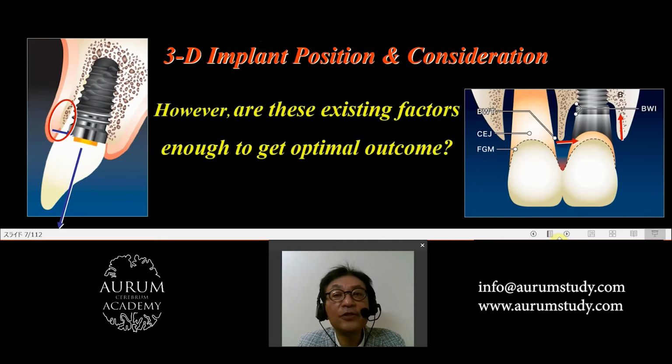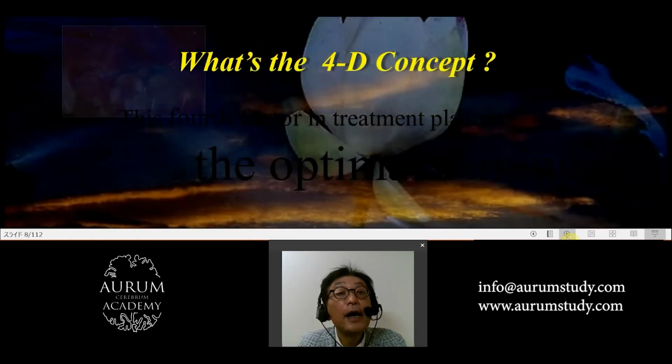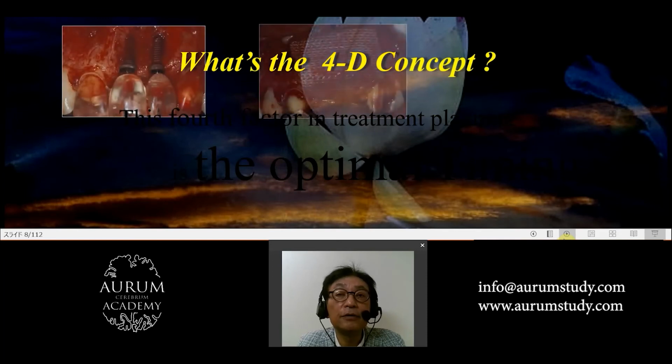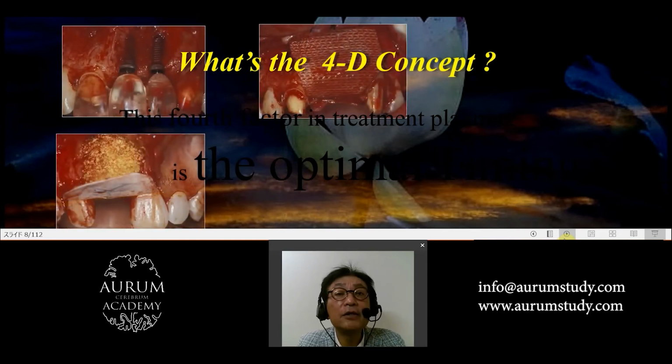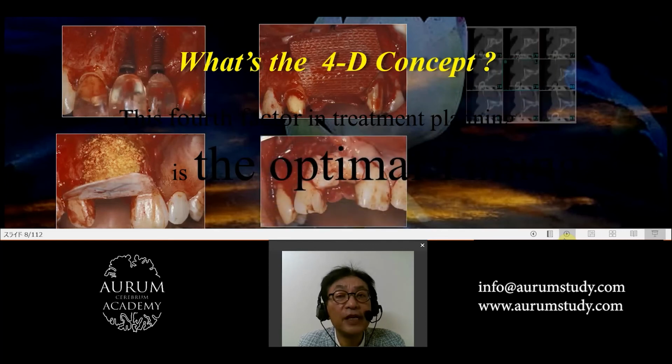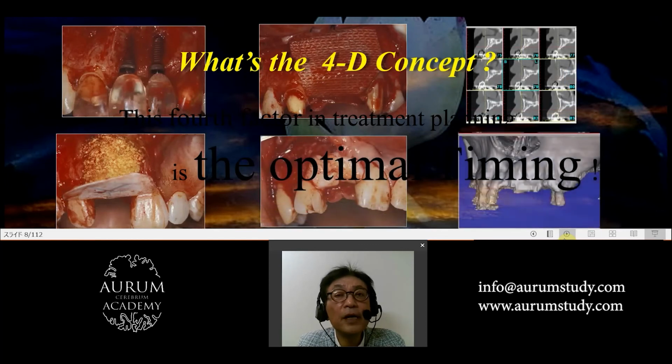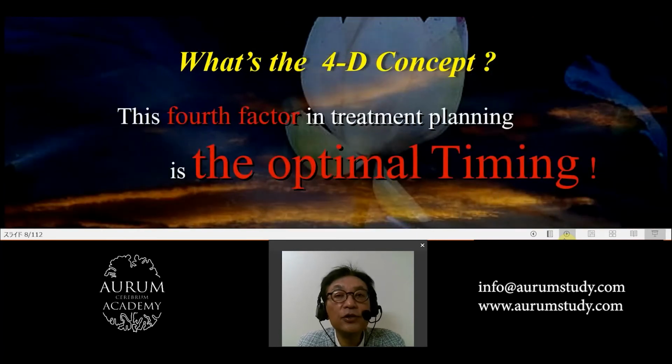However, are these existing factors enough to get the best possible outcome? Achieving optimal aesthetic result needs to go beyond utilizing the appropriate clinical techniques and instruments. We must consider the fourth dimension, timing of the treatment sequence. This additional fourth factor in treatment planning refers to the optimal timing of when to carry out each of the procedures.